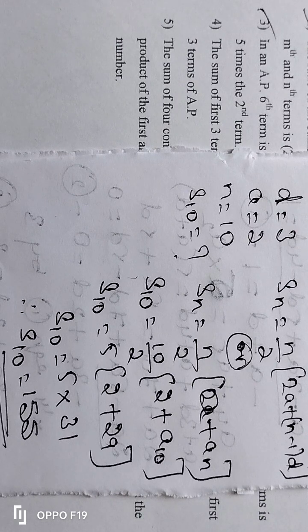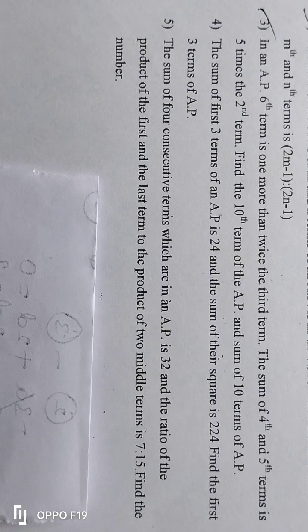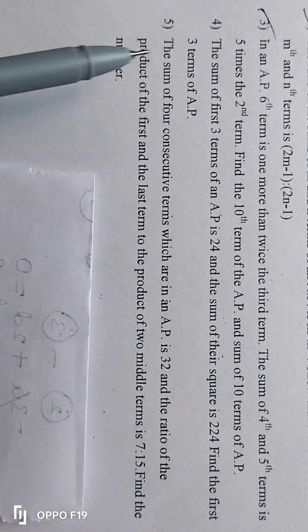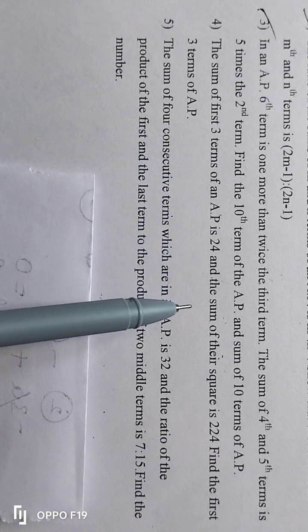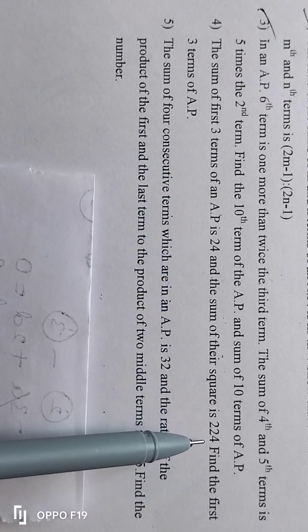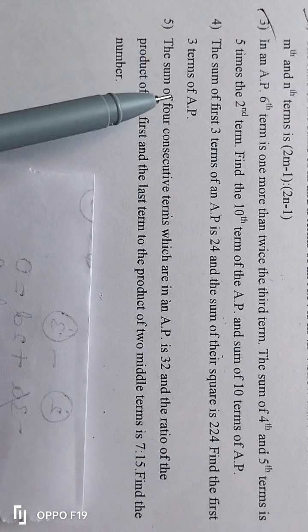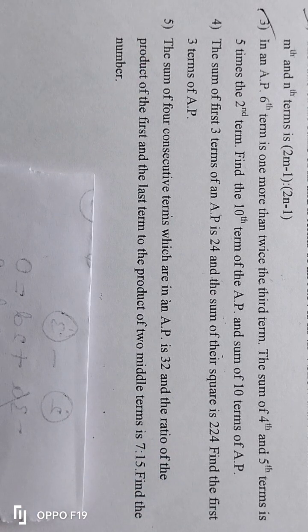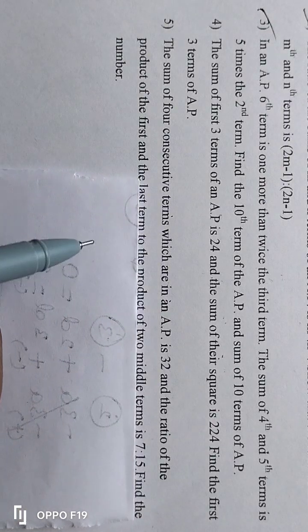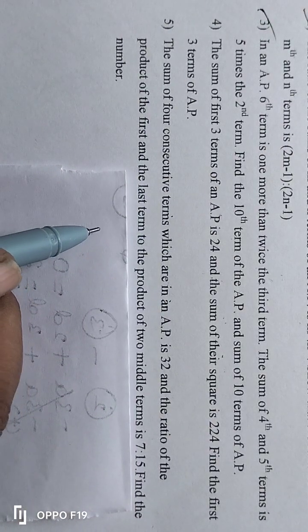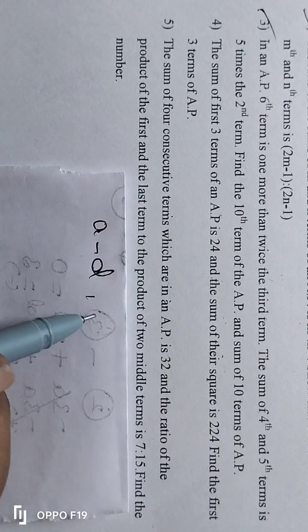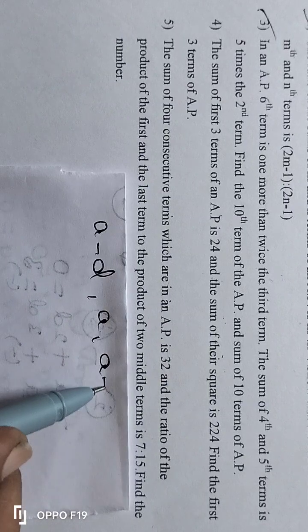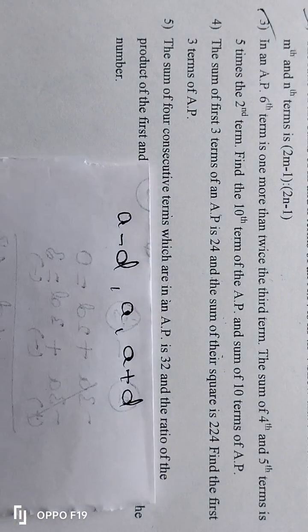Now, let us move to the fourth problem. The fourth question is: the sum of the first three terms of an AP is 24 and the sum of their squares is 224. Find the first three terms of the AP. So now let us find out: the sum of the first three terms of an AP is 24, as given. The three terms of an AP are a minus d, comma, a, comma, a plus d. These are the three terms of an AP.